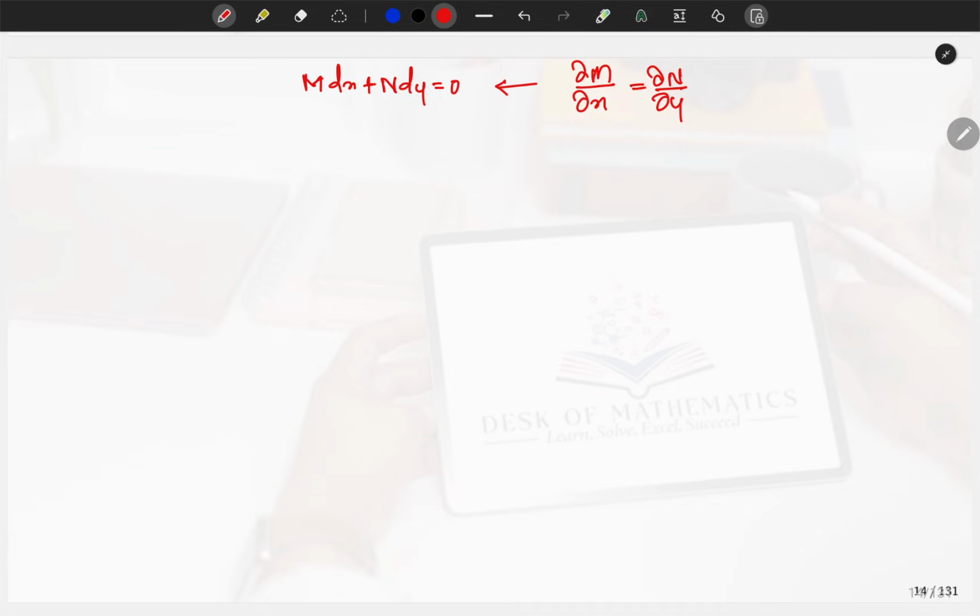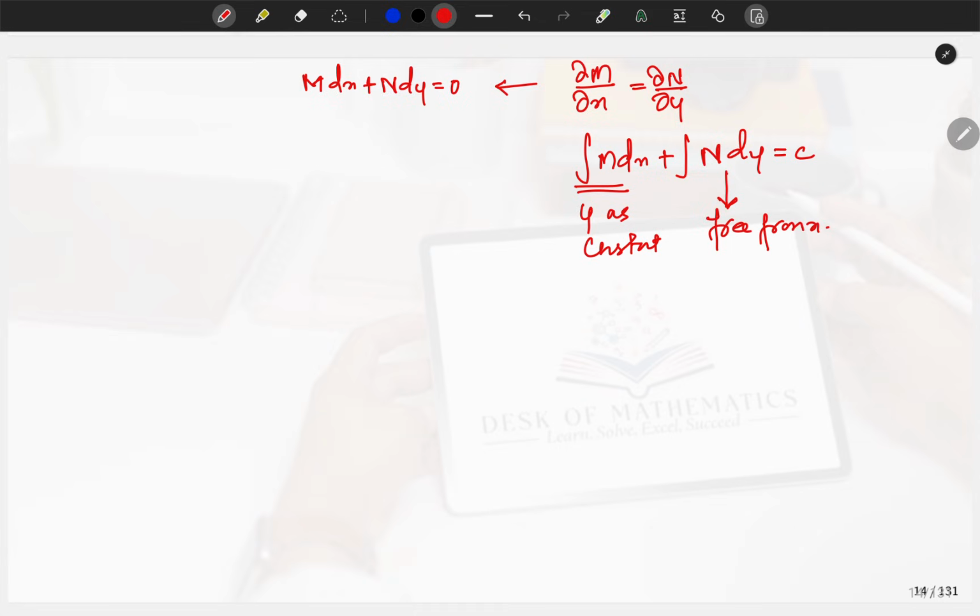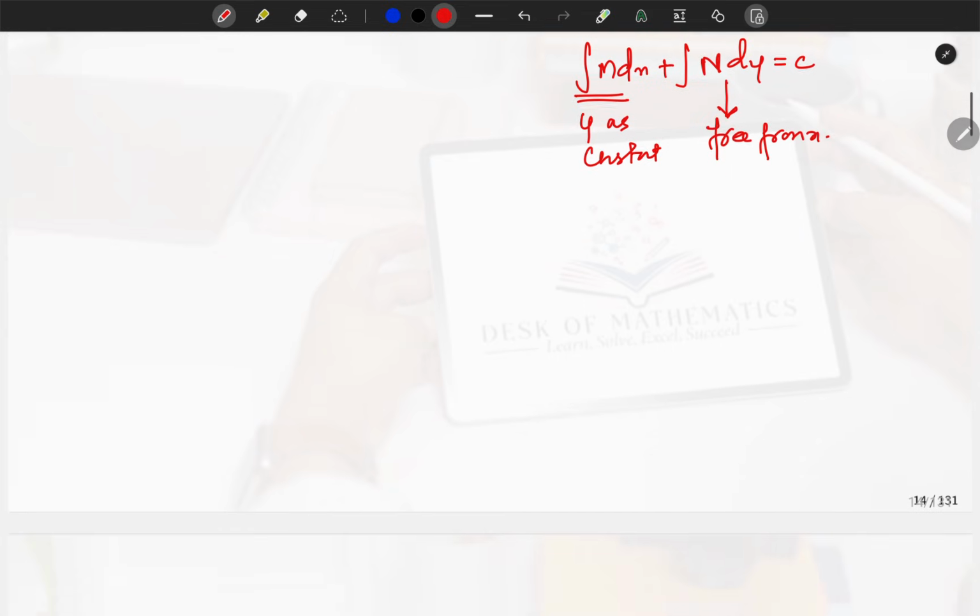Then we have the solution in the form of integral of M dx plus integral of N dy is equal to c. In the first term, we are taking y as constant, and in the second term, from N we are only considering those terms that are free from x. And this exact one is very, very important from the 5 marks question point of view as well as the 10 marks question point of view, if the equation is a little difficult.